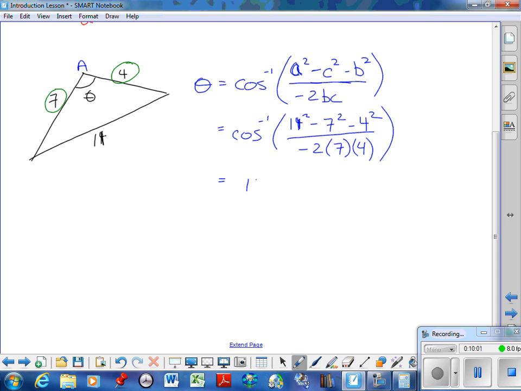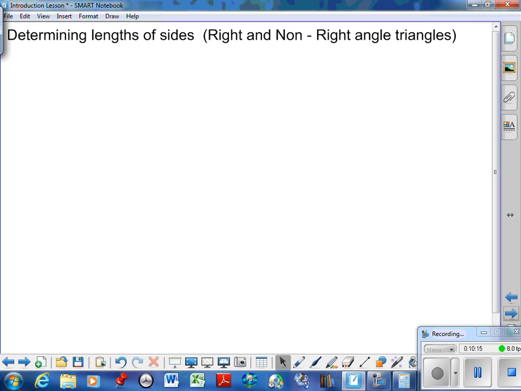It actually ends up being 180 degrees. And there we go. So we end up with a flat triangle. All right, not my most shining moment in terms of examples, but oh well, it's the process which is the important part here. Okay, determining the length of sides of the right angle triangles and non-right angle as well.